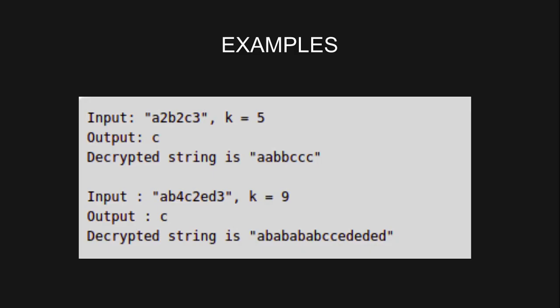For the input string AB4C2ED3, K equal to 9, the decrypted string is ABABABABCCEDEDED and the output will be the ninth character, that is C.